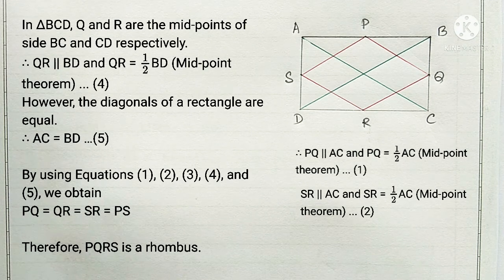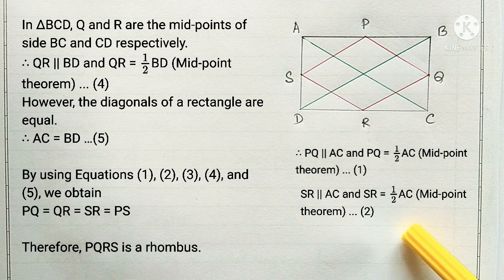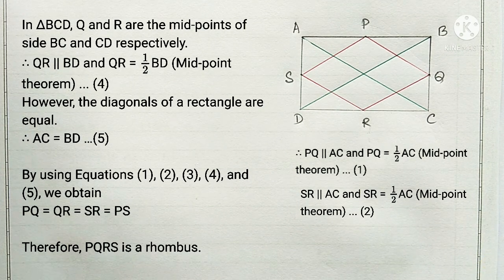Isn't it? In equation number 1, we get PQ equal to half of AC. In equation number 2, we get SR equal to half of AC. Isn't it? And similarly here in 4, we get QR equal to half of AC, if in place of BD we put AC. Now from these 4 equations, including the fifth one also, AC equal to BD, the diagonals are equal. So 1, 2, 3, 4, 5. If we compare all these results, in all cases the right hand sides are half of AC. First one is PQ equal to half of AC. Second one is SR equal to half of AC.